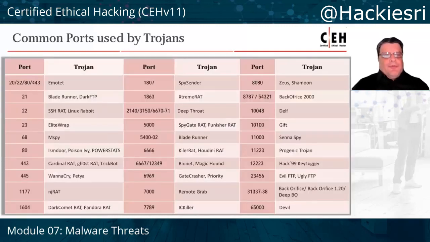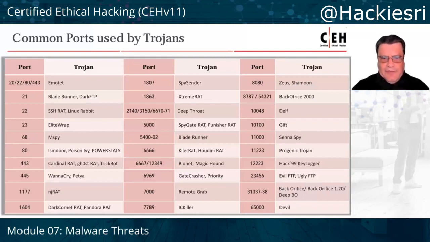Common ports used by Trojans are in the following table. Needless to say, this is not exhaustive, and Trojans can use other ports, but these are the predominant ones. Just to take a close look at this, WannaCry and Petya, some of the most pernicious malware ever released, usually were on port 445. Also, we have Deep Throat.